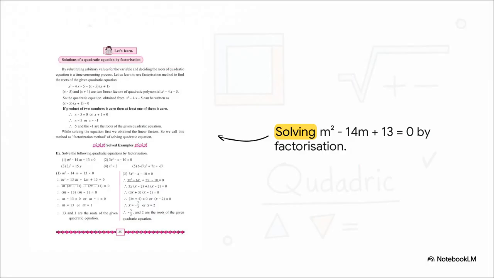Let's apply this concept to an actual equation. Look at m squared minus 14m plus 13 equals 0. We are going to split that middle term into a minus 13m and a minus 1m. Factoring this gives us (m minus 13) multiplied by (m minus 1), all equaling 0. Equating these linear factors to 0, we find our roots are 13 and 1. It is quite straightforward, isn't it?